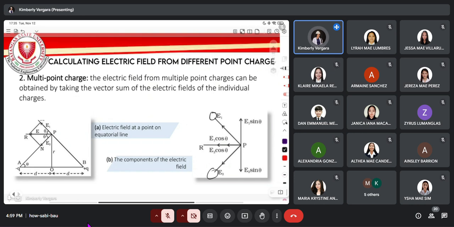So, electric field at a point on equatorial line. And then, we have the components of the electric field. So, sabihin natin, meron tayong charge dito, and then charge din. And then, what is our electric field at this point and also at this point. And then, ito namang isa is yung components po natin ng electric field. So, katulad lang din po ng kay force, meron din po tayong components depende po sa position ng ating charge and also of our point charge.